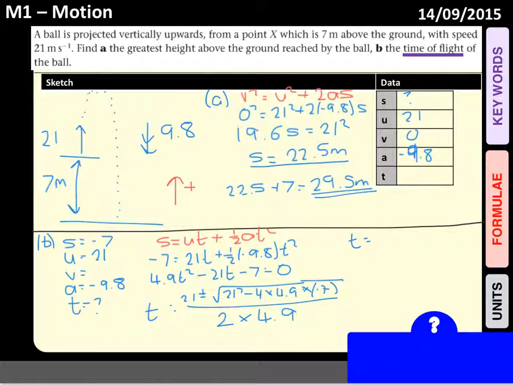So t is either, for our positive answer, going to be 4.60, or if we change the sign and look for our negative answer, our other one is going to be negative 0.311. Now we know that a negative time isn't applicable to this question, so we can ignore that, but it's good to have written it down to show that we've considered it, and we can say that the time is equal to 4.60 seconds.